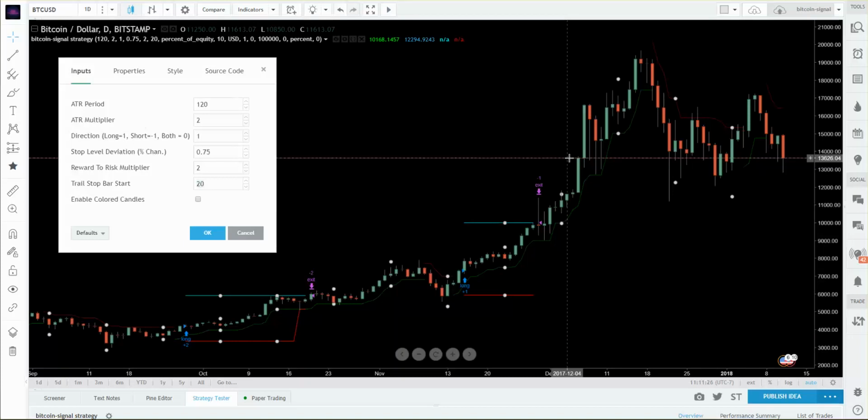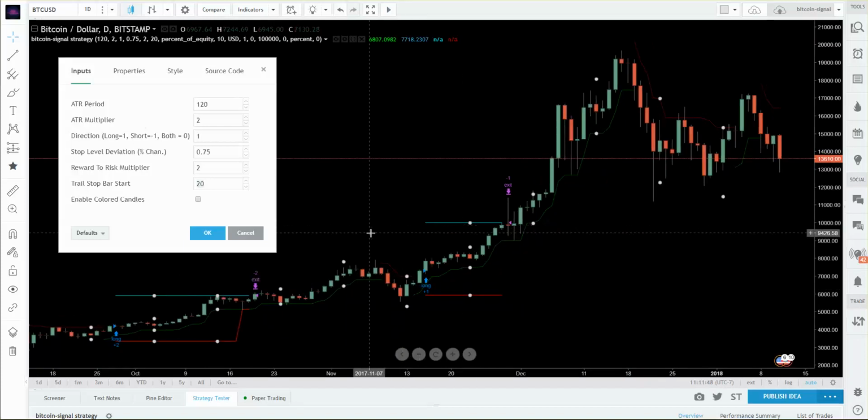Hello, I'm here to describe the new Bitcoin signal trend indicator. This indicator is based on a volatility band, an ATR, average true range volatility band. Let's start with the long condition.